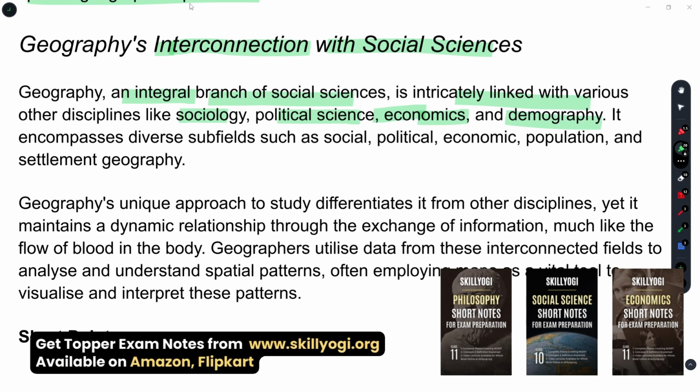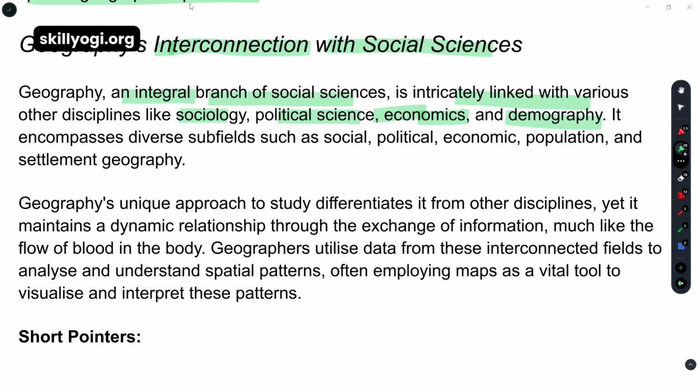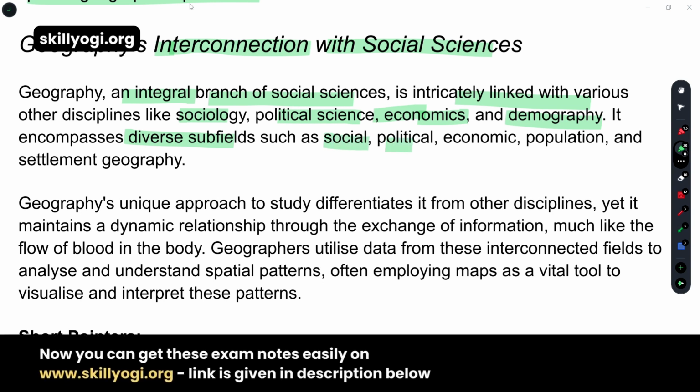Demography is completely related to population science. The population numbers, population density, different pyramidal populations, census data, settlements, different kinds of settlements, everything is related to demographical science. It encompasses diverse subfields such as social, political, economic, population, and settlement geography.